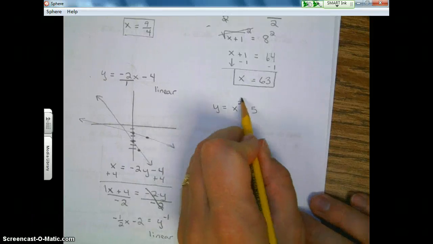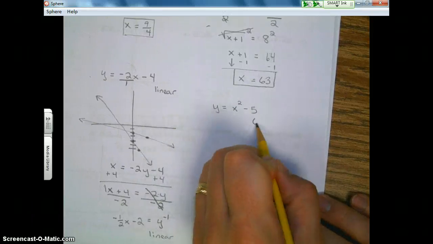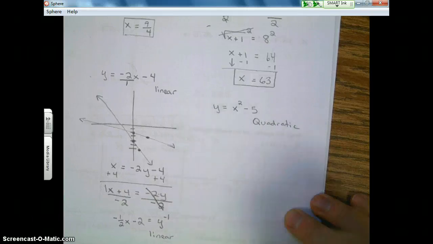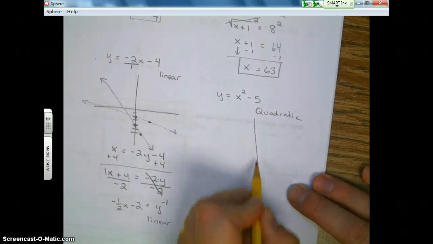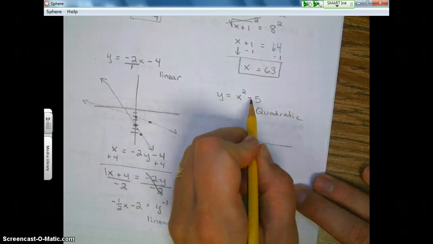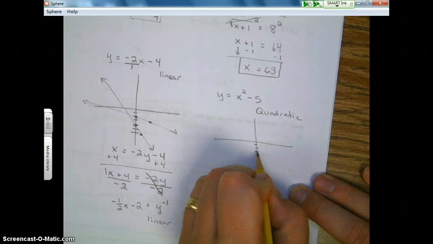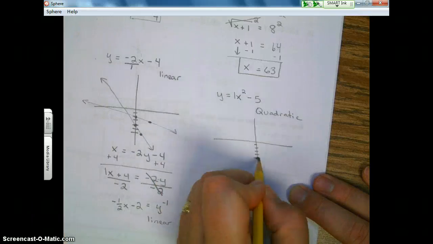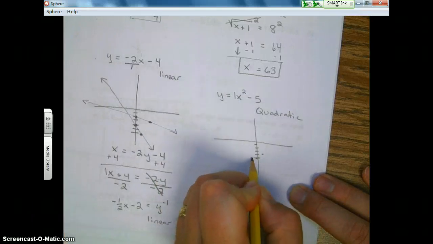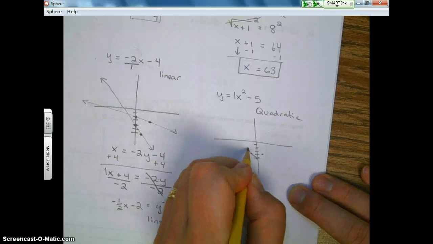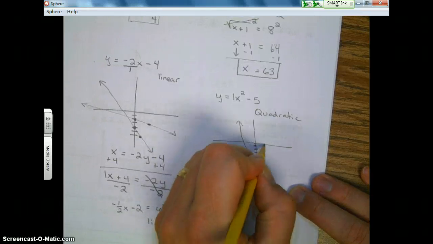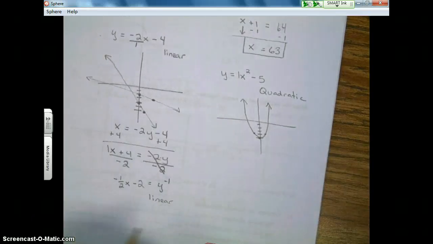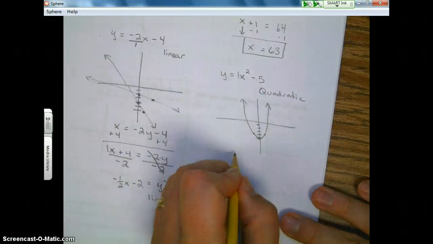So we know it's a quadratic because the power is 2. Graphing it, we're down 5. And our a value is 1, so we go over 1, up 1, over 1, up 1. Okay. To get our inverse, we switch the x and the y.